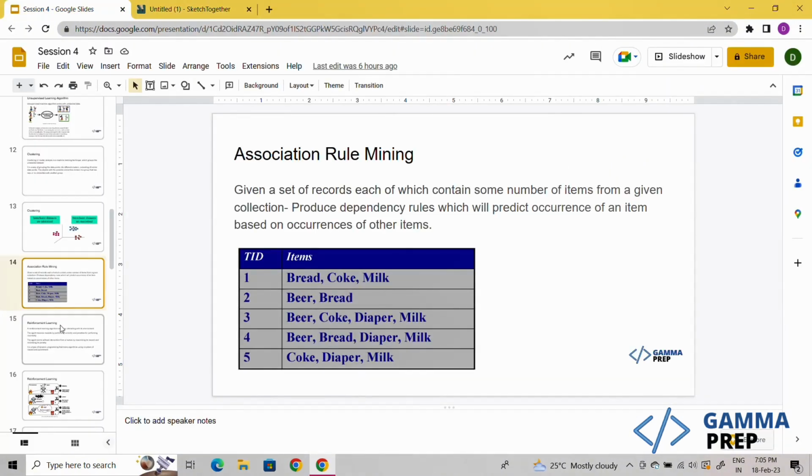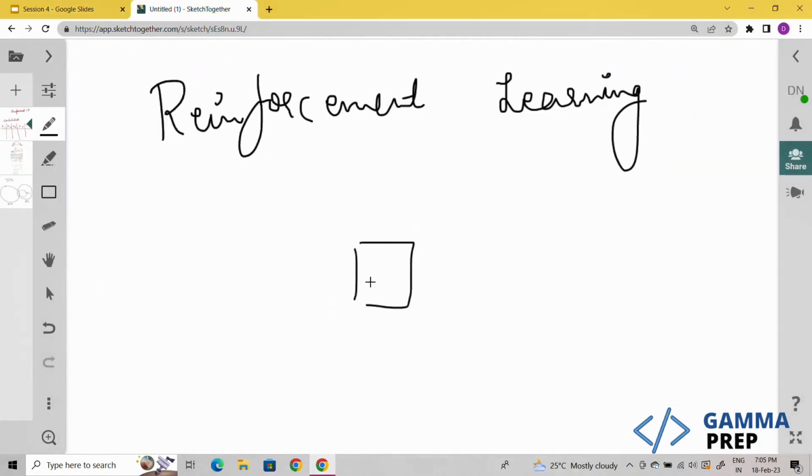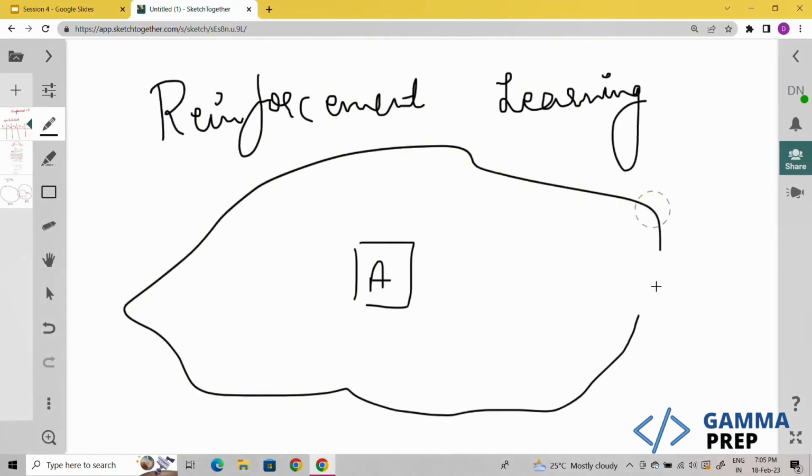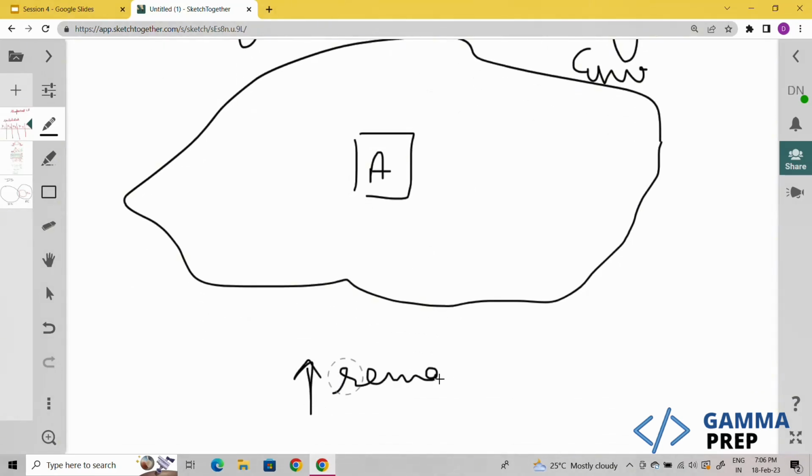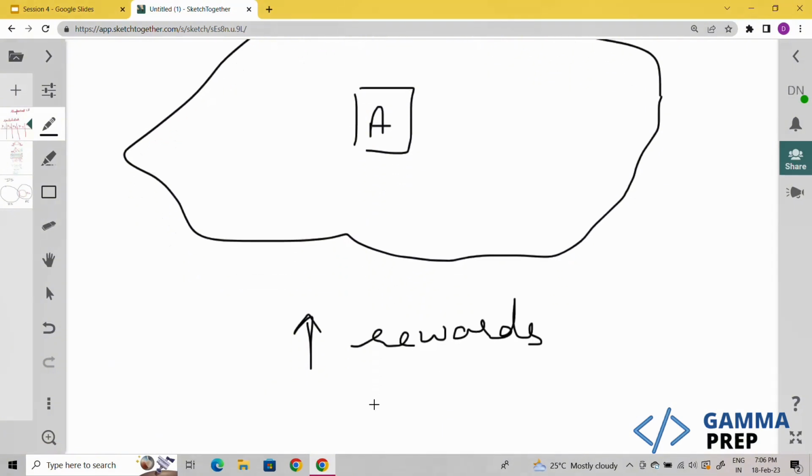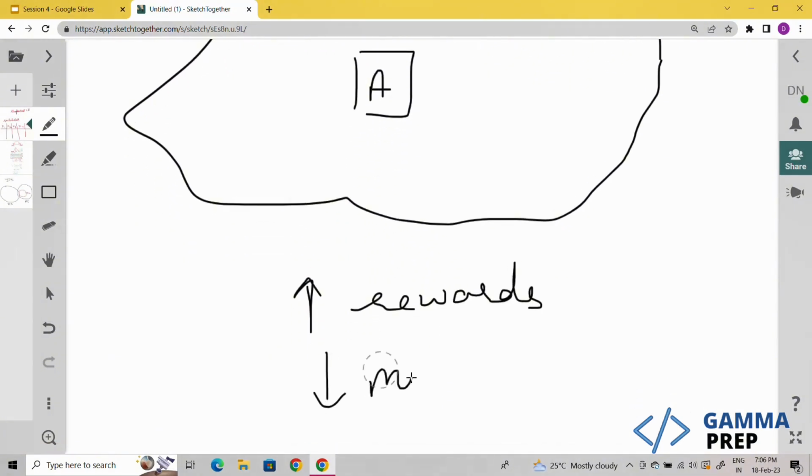So in reinforcement learning, we basically have an agent which interacts with the environment. The agent can do anything in the environment. Based on what it does, it gets rewards or penalties. And it is going to try to maximize its rewards and minimize its penalties. It's trying to maximize its rewards based on whatever it's doing.